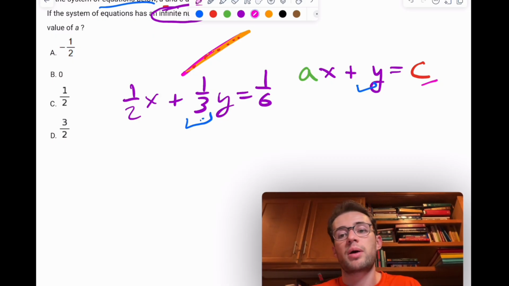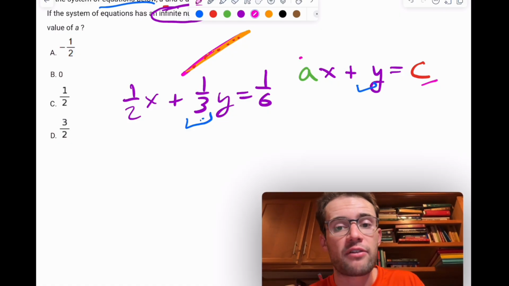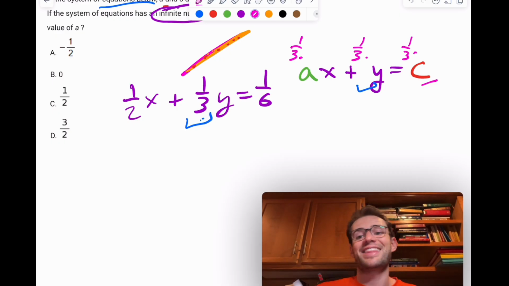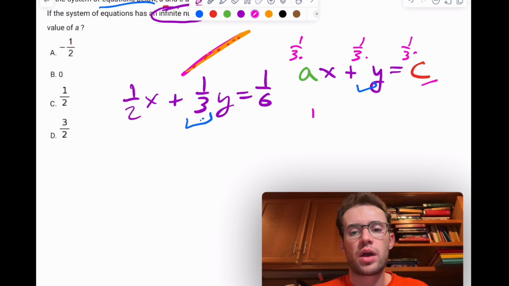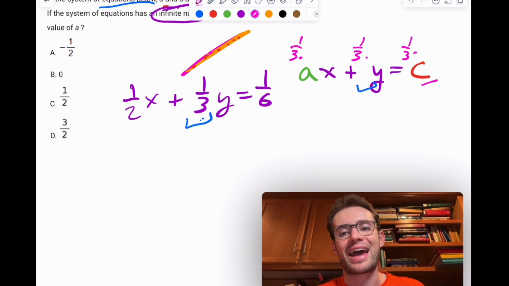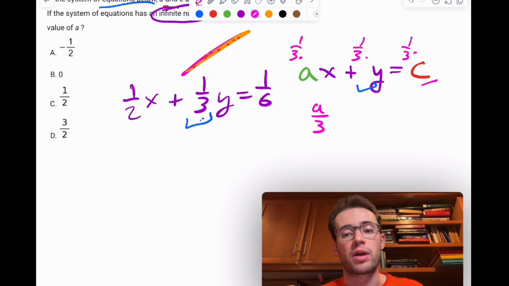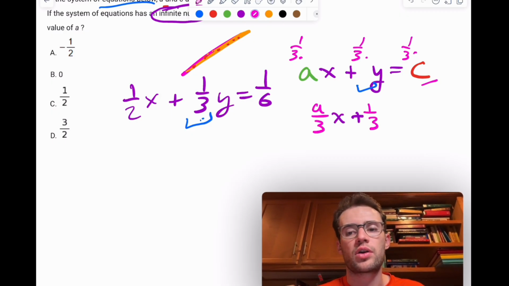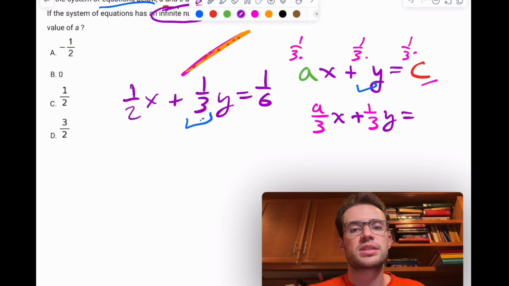But you can't just multiply one term by 1/3. You have to multiply everything by 1/3. So this term, this term, this term. When I say everything, I mean every term. You don't multiply the a and the x separately. You just multiply the ax one time by 1/3. All right, so that gives us 1/3 ax, but I could write it also as a over 3 times x plus 1/3 y equals c over 3.